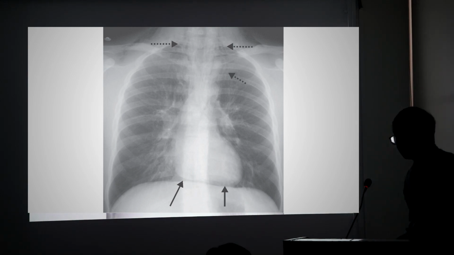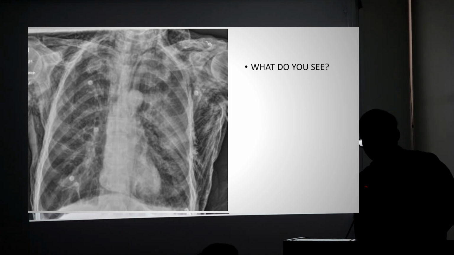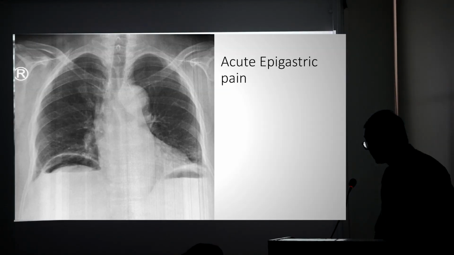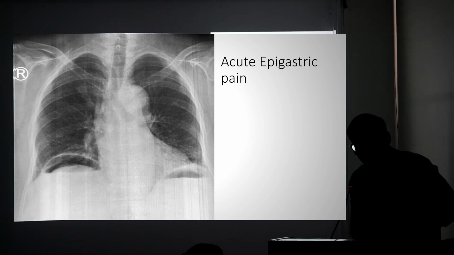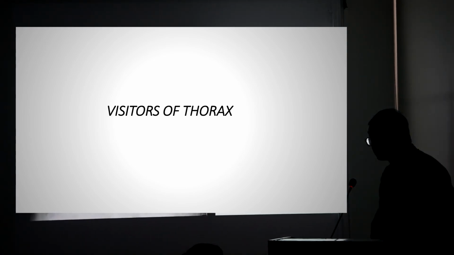Okay, this is a very important sign. Continuous diaphragm sign. This is another sign suggestive of pneumomediastinum. What do you see over here? Air everywhere. There is a lot of subcutaneous emphysema which is producing this type of lesion. Acute epigastric pain: gas under the diaphragm, pneumoperitoneum.